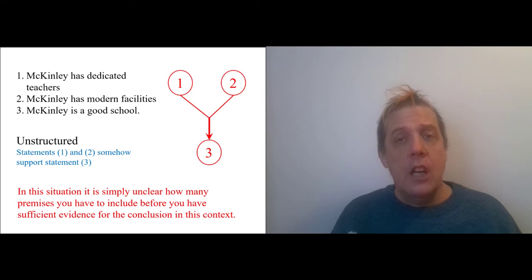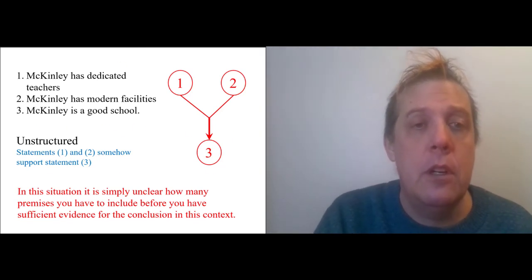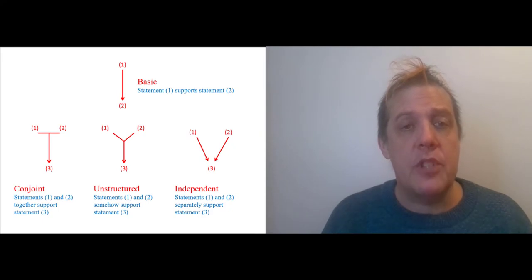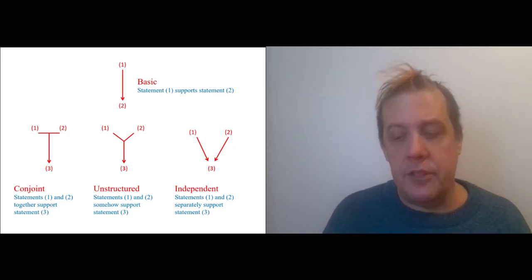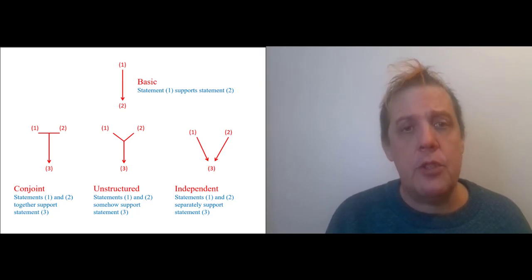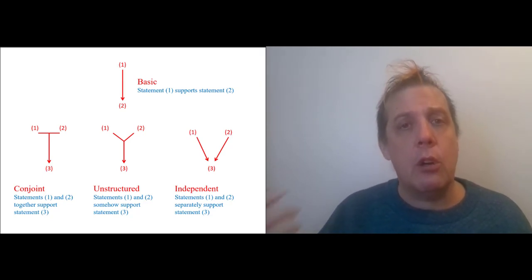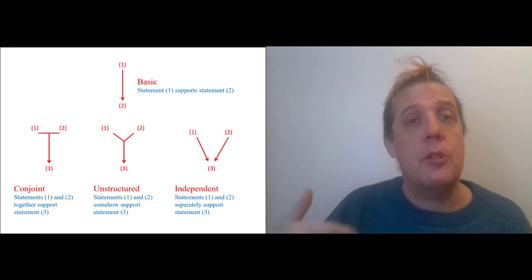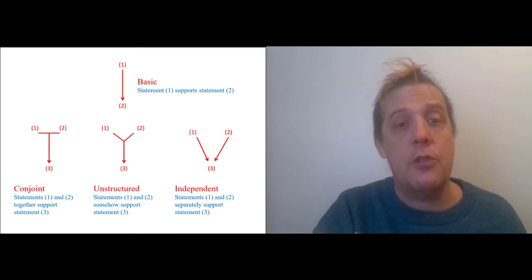All right, so now we have 4 basic forms of diagram, right? And these are going to be the elements that we use to represent longer arguments. We're going to put these together in longer and longer combinations to represent more and more complex flows of argument.